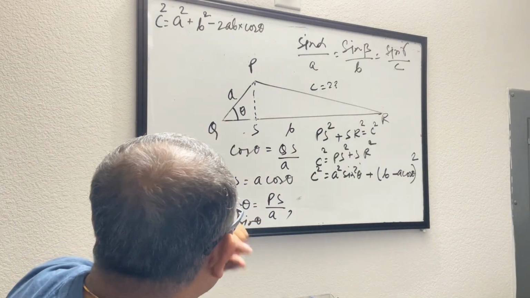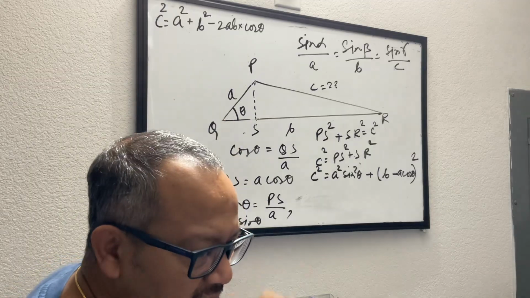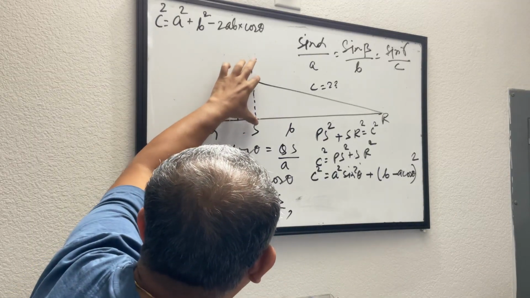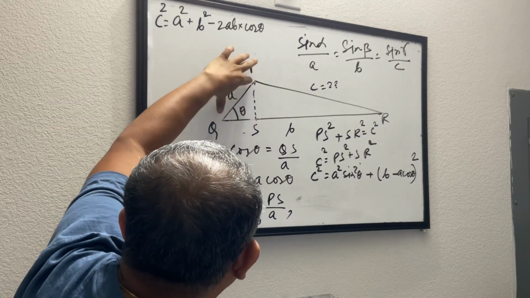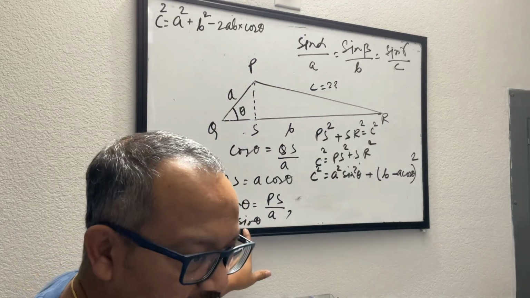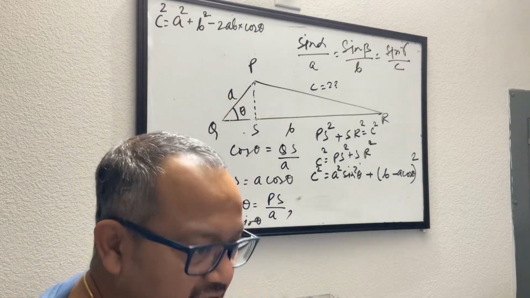Then in the same triangle, what will be the sine of theta? Since we know the angle, sine of theta will be the side opposite, PS, divided by hypotenuse. So PS by A equals sine of theta, so PS equals A sine theta. That's what we saw here. So we know this length and this length with respect to the angle theta.